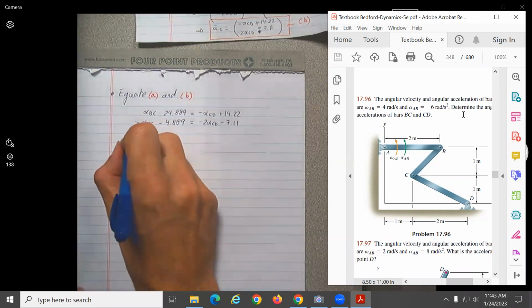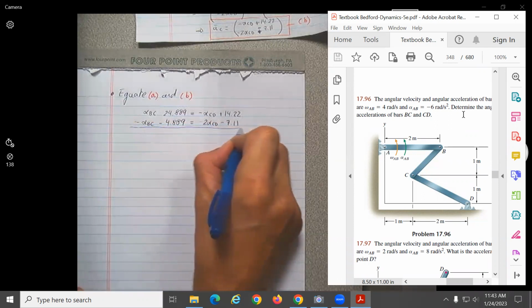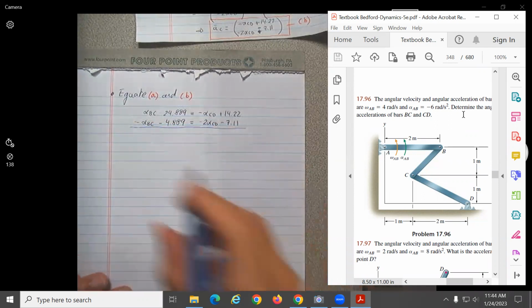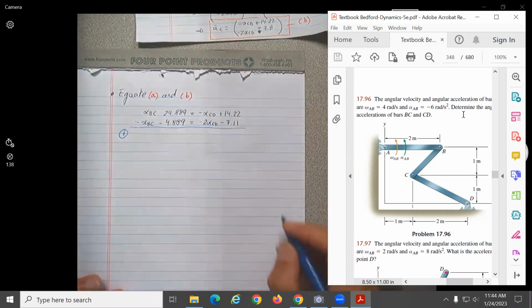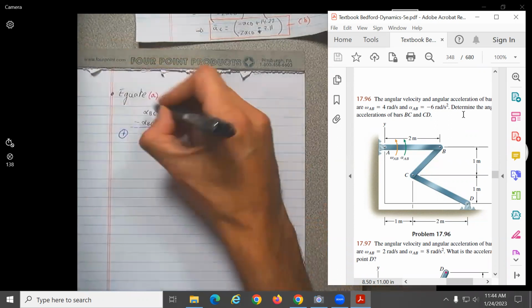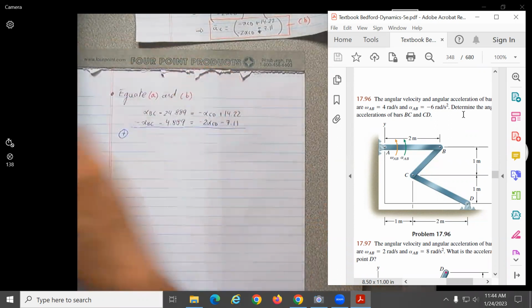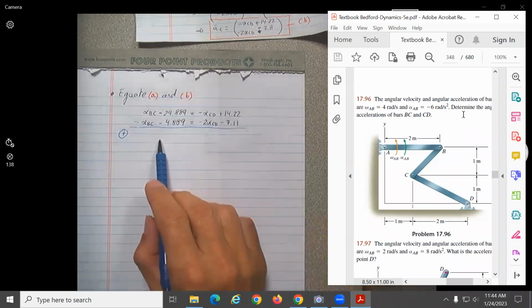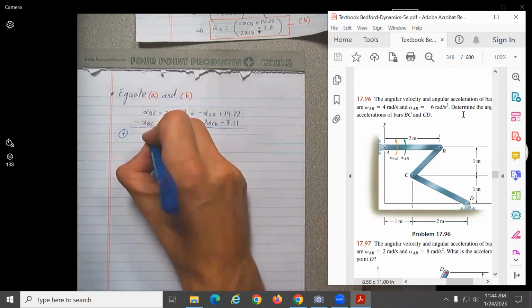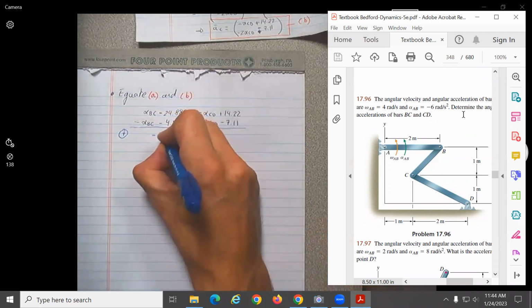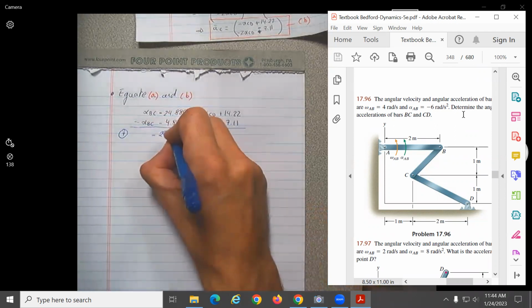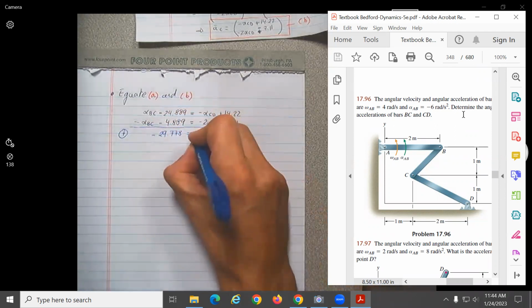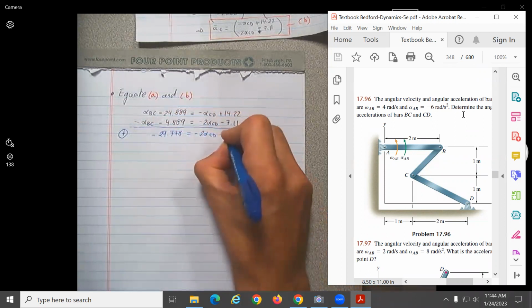So last time I think we solved this way and you were okay with it, but you can solve this any way you want. What could be a fast way to solve this? If we add these two together, what are we going to get? The alpha BC will cancel out, so minus 3 alpha CD. So how much is 24.889 plus 4.889? Negative 29.778 will be equal to minus 2 alpha CD minus 7.11.